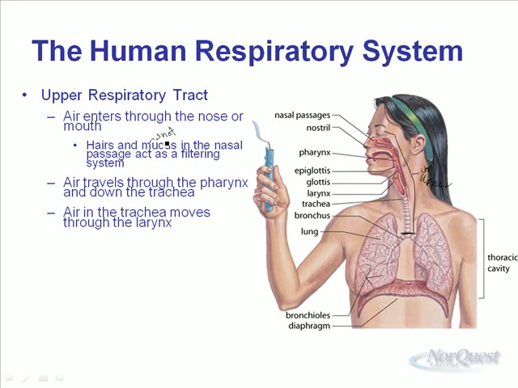Air travels down through the pharynx, and then from the pharynx it travels through the trachea. So here we can see, here's our nasal passage and nostrils. Pharynx is really the back of your throat. If you can make it past that little flap of skin, you could actually touch the back of your throat. You'd be touching your pharynx. There's the epiglottis and glottis. The epiglottis is the flap of skin that closes. The glottis is the hole.